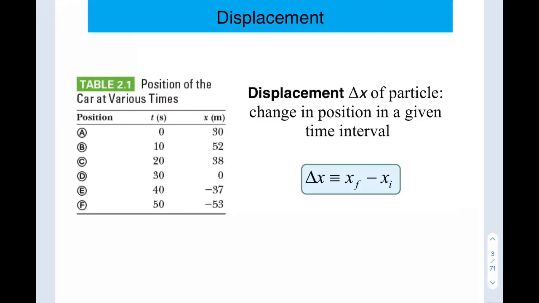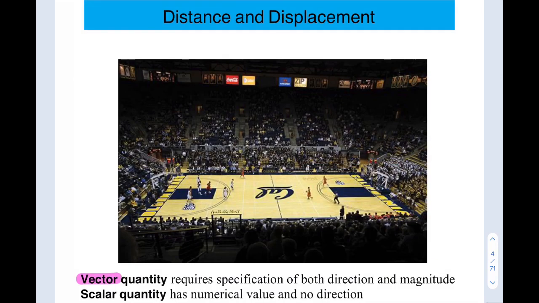Alright, this is about displacement. What is the difference between displacement and position? The displacement, normally symbolized as delta x, of a particle is the change in position in a given time interval. So displacement is change of position. That is the keyword of displacement. A vector has direction and magnitude. A scalar has only a numerical value, no direction.